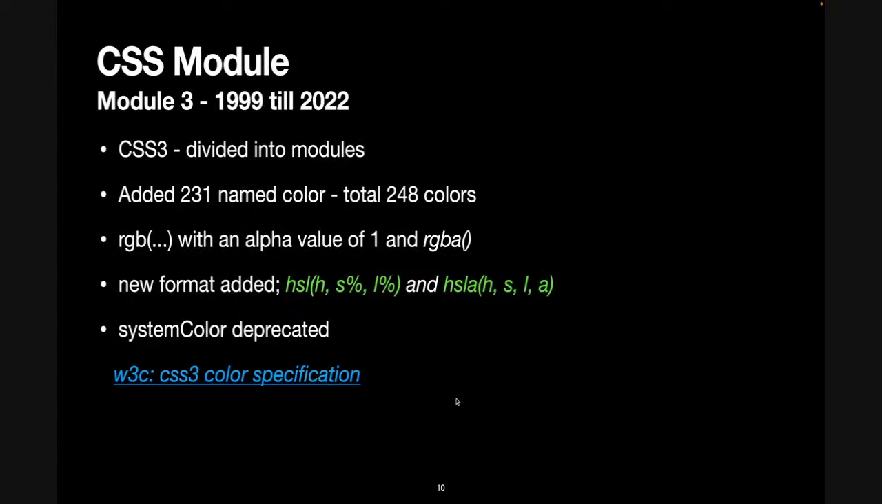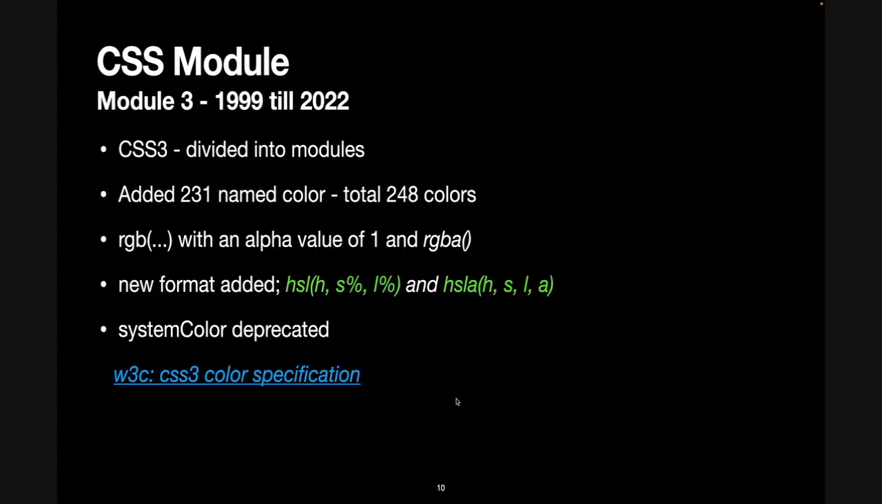Then comes CSS3. This is the most used one. Now in CSS1 and CSS2 they have the document. Now in CSS3 colors are there. They added 231 more, so now there are a total of 248 colors. If you see red, white, green, medium violet red, violet, these are colors you can use.